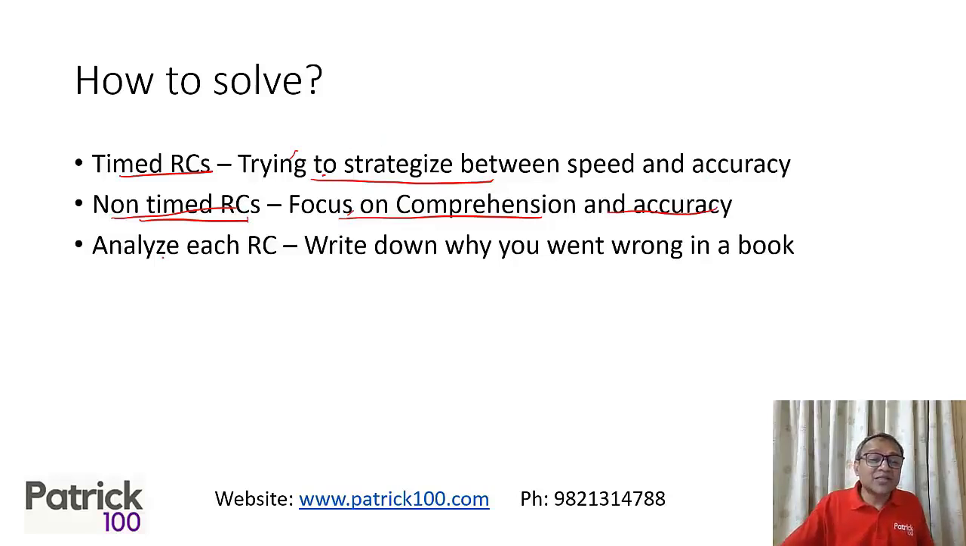But for every RC, ensure that you analyze it. Write down why you went wrong. Read the RC, read the answers, and for whichever questions have gone wrong, go back and check why you went wrong and what the correct answer was. Over a period of time, you get to know why you went wrong. It could be because you read the question wrong, or because you didn't understand the passage itself. With 2 close answers, note why you picked one and why you didn't pick the other. Make a book and write it down. As you come to know your mistakes, you will be able to correct them better.